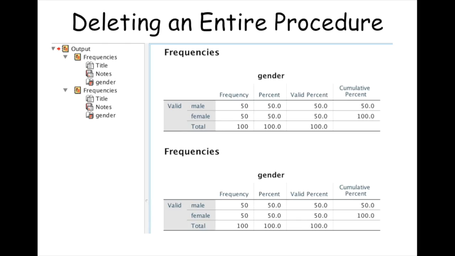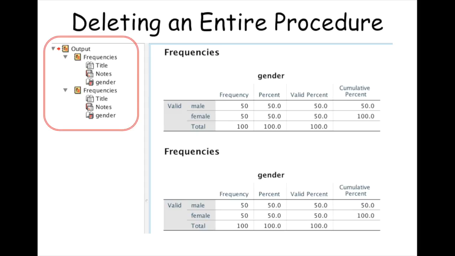Sometimes you'll find that you've run the same procedure more than once, as you can see here. When this happens, it is usually faster and easier to delete the entire procedure's output than to select and delete parts of the procedure individually. When you look at SPSS output, notice that there is an index window on the left. This panel provides an outline of all the output you've produced.